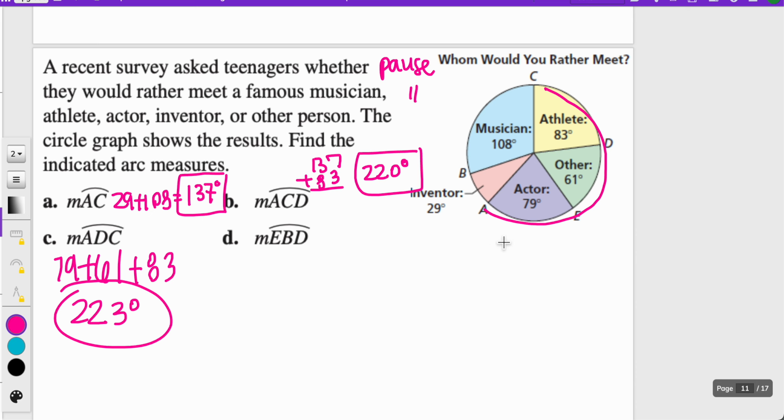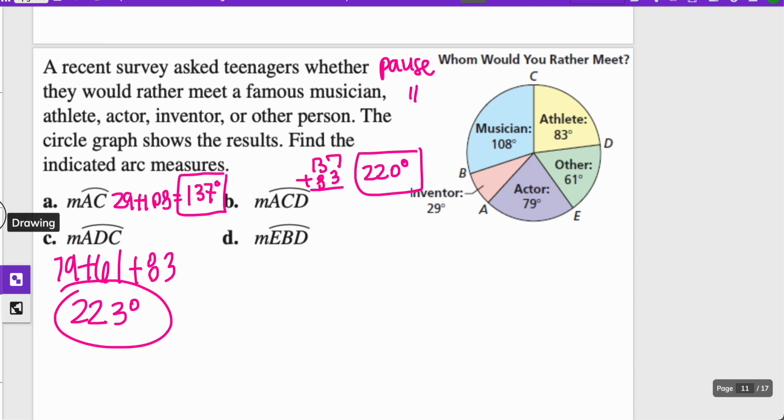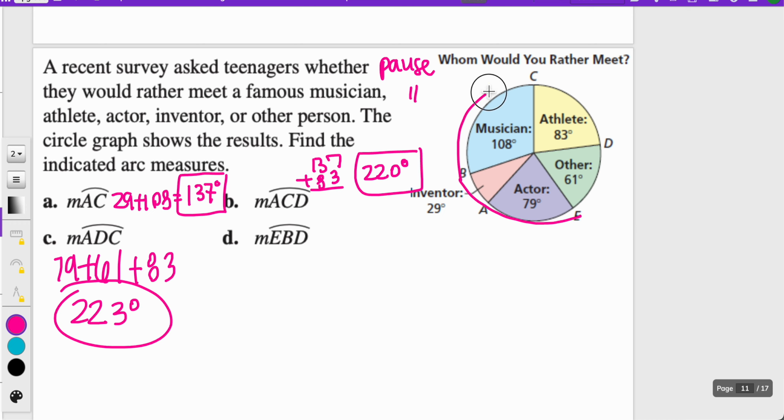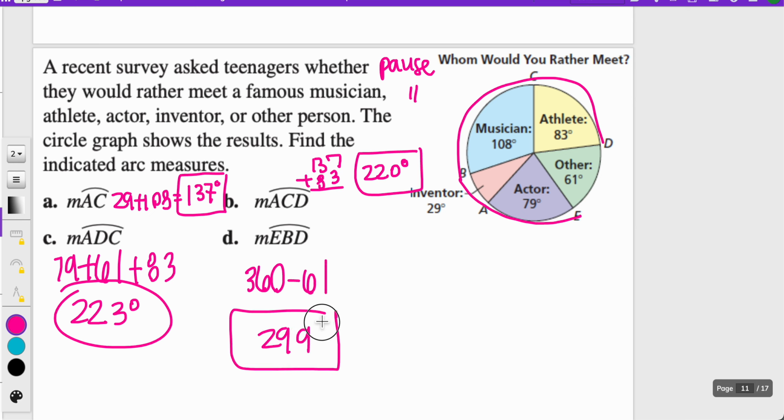And then the measurement of EBD, so E, then to B, then to D, is essentially everything minus 61 degrees, so we can take 360 and just subtract 61 and get 299. Okay?